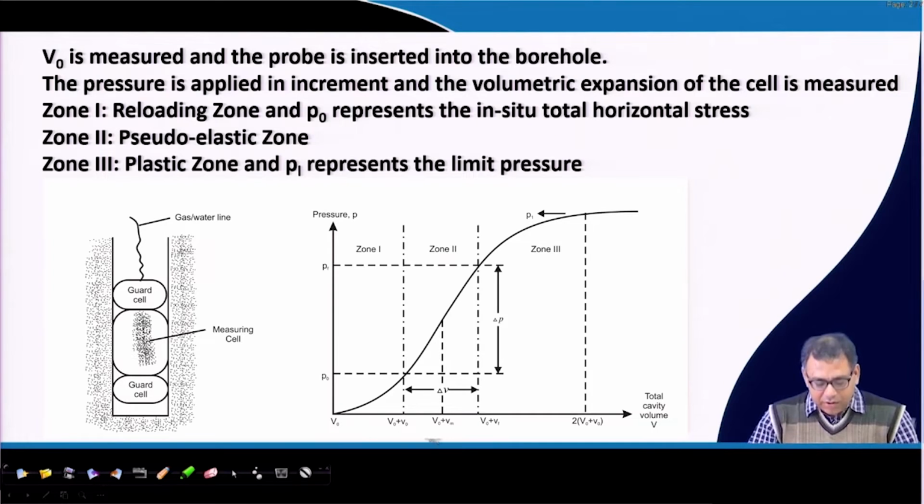That means in the plot I will identify the point corresponding to 2 times capital V0 plus small v0, and then I extend this graph. I may not measure that value because of the limitation of the equipment, but I can extend this curve up to that point and then find out the PL value. If I can go up to that point, fine, I can measure, but in most cases it is not possible, so I have to finish the test before that point. So I can locate the PL value, which is called the limit pressure.